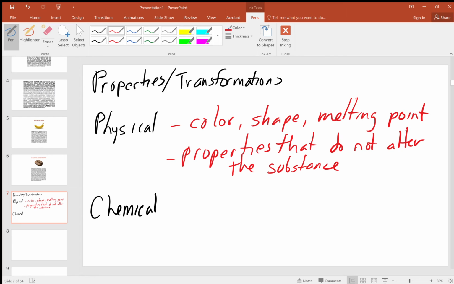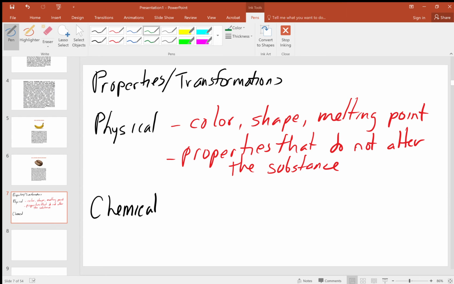So, for example, if you melt ice, it was water before you melted it, it'll still be water after you melt it. You've changed the way it looks, but you haven't changed what it actually is. Same thing if you take a piece of paper and rip it apart. Again, have you changed the appearance? Yes. But have you changed the actual composition of the paper? The answer is no. And so that makes things like that physical properties or physical transformations.